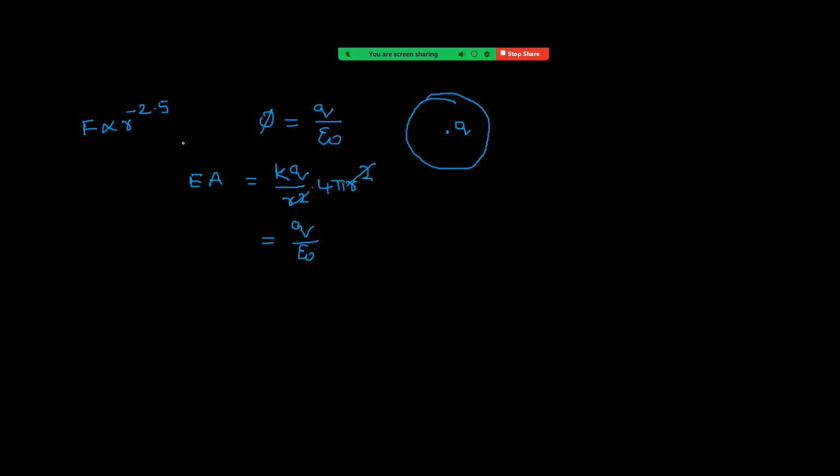Okay. See here, given R power minus 2.5. If I am taking R power 2.5 here, R square cannot cancel. Okay. So this is valid only when force is proportional to 1 by R square. Then R square gets cancelled. Remaining becomes Q by epsilon naught. That's why option 1 is not correct. Okay. Means Gauss law is not valid.